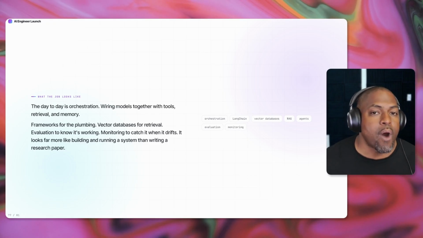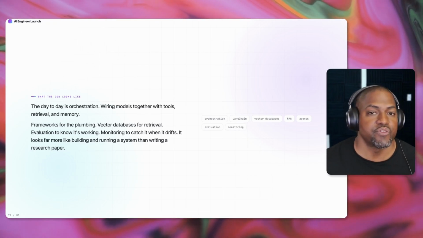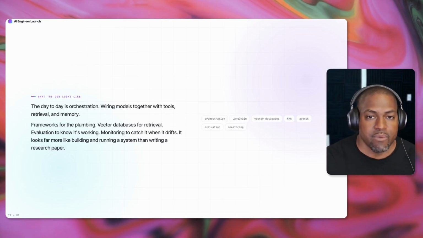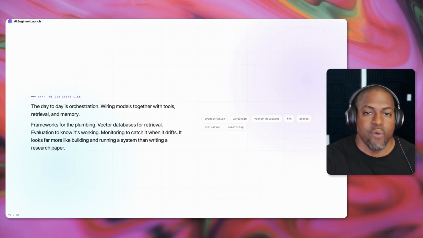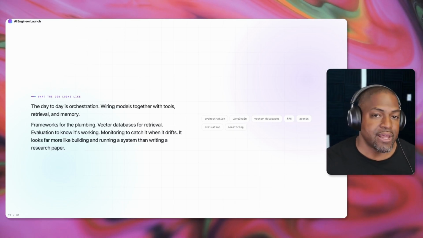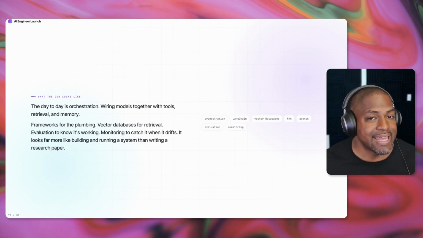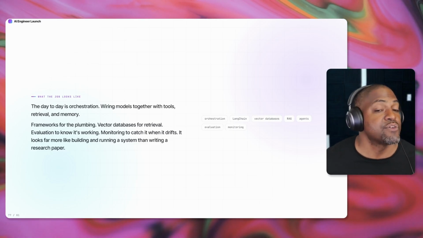Day-to-day is orchestration, wiring models together with tools, retrieval, and memory. The stack: LangChain, vector databases, RAG, agents, evaluation, monitoring. It looks far more like building and running a system than writing a research paper.